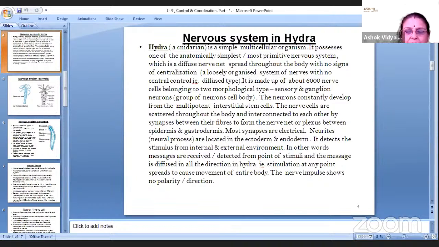Therefore, diffuse type it is, right? It is made up of about 6,000 nerve cells belonging to two morphological types, that is sensory and ganglion neurons. And what is a ganglion neuron, students? Ganglion means what?